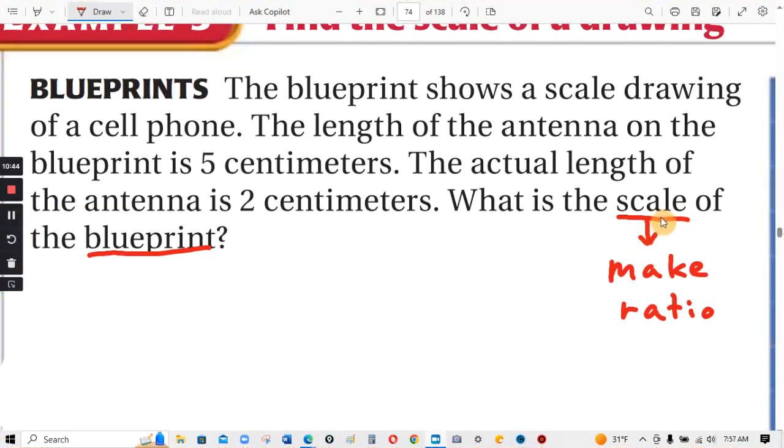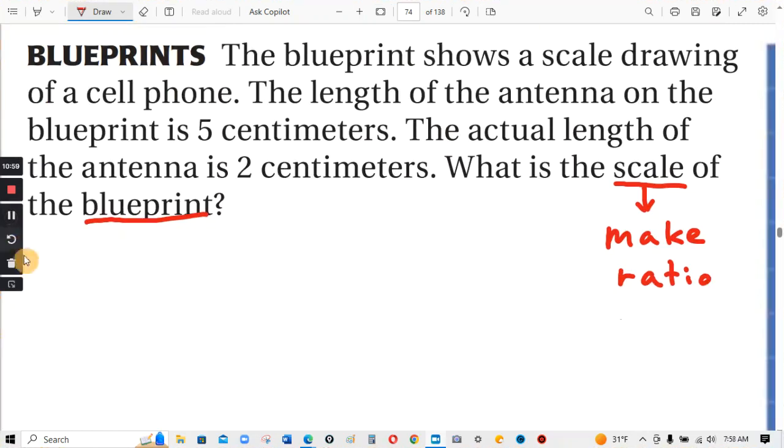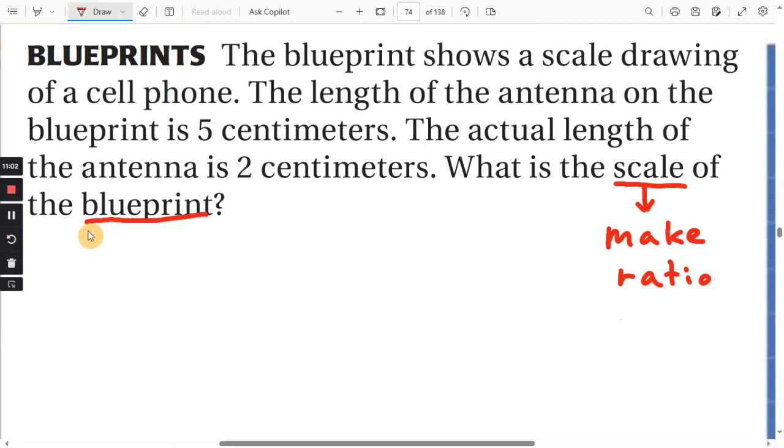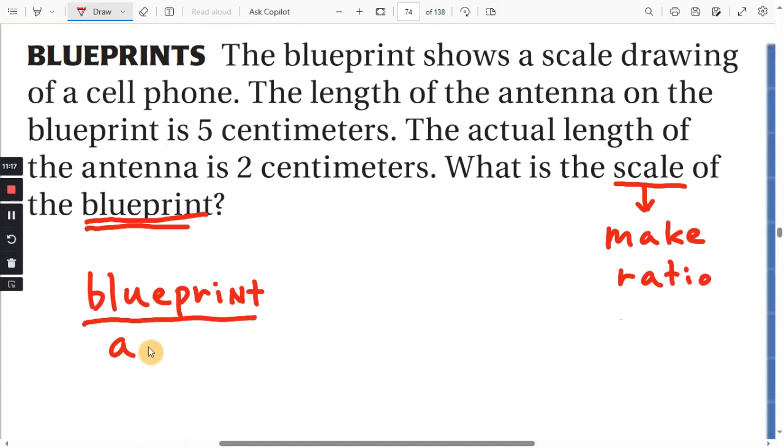All right, so to find the scale, you want to make a ratio. In a ratio, typically it's a fraction, at least that's how I like to write it. So for the scale of the blueprint, we're going to put the blueprint in the numerator, and then we will put the actual length in the denominator. Then you just want to reduce until you get a 1.